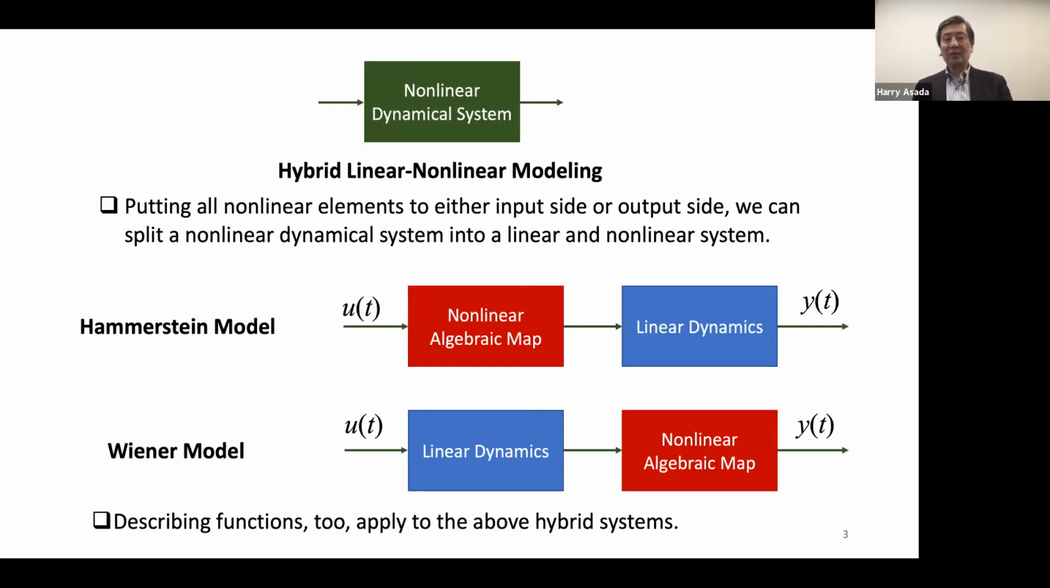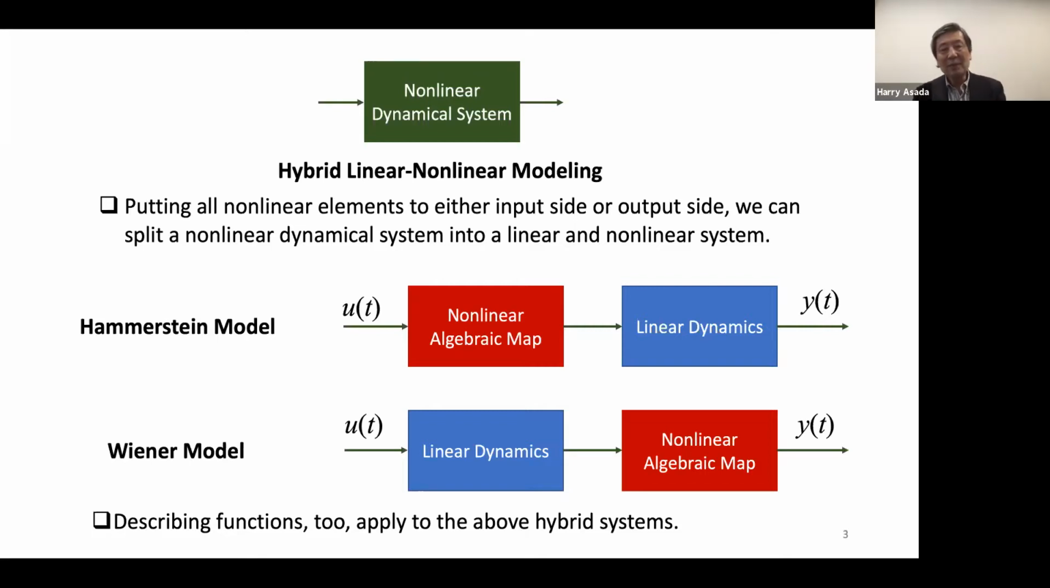We have done this in system ID and estimation, right? The Wiener model is the opposite. First, the input u(t) goes to a linear dynamical system, and the output is fed into a nonlinear algebraic map, which then creates the output y(t). Yet, to my knowledge, the Hammerstein model is more popular, and we see it in many cases.